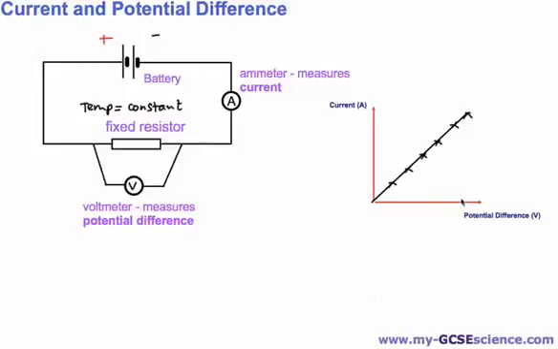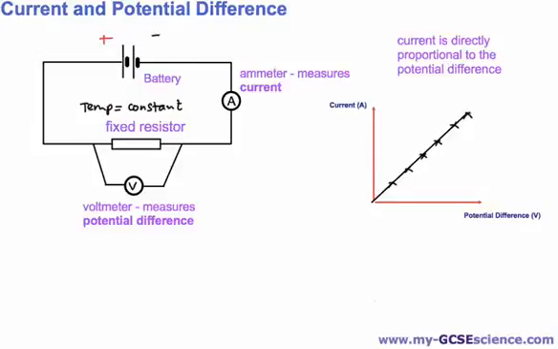What this graph is showing us is that for a fixed resistor, the potential difference has an effect on the current, and the exact relationship is this: current is directly proportional to the potential difference across a fixed resistor when the temperature is constant. So what that really means is if you double the potential difference, you're going to double the current, and that's what we mean by directly proportional.